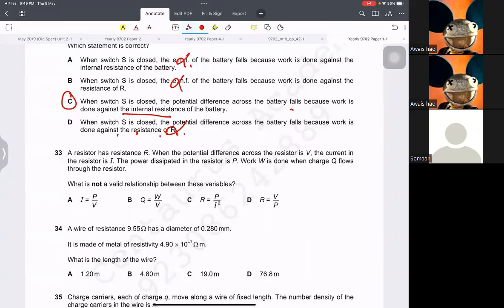Now, the resistor has a resistance R. When the potential difference across the resistor is V, the current is I. The power dissipated in the resistor is P. Work done on charge flows. Which is not a valid relationship? These apply.